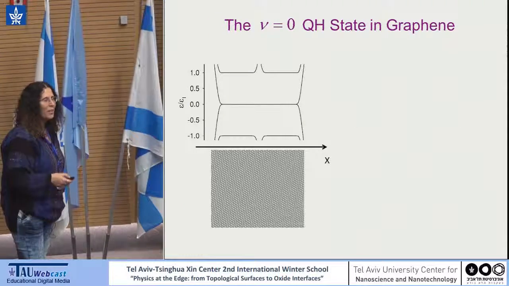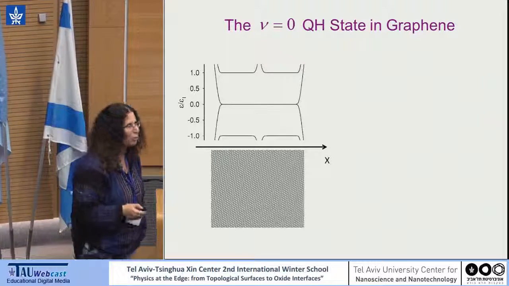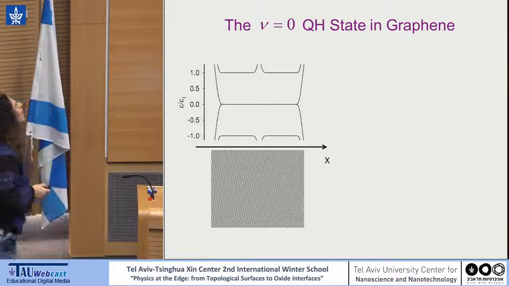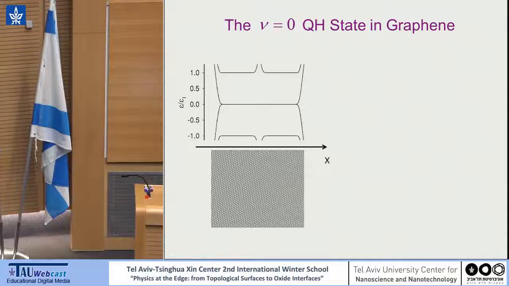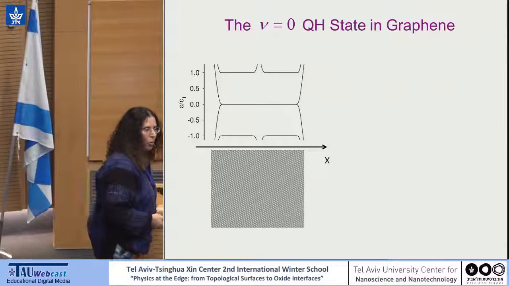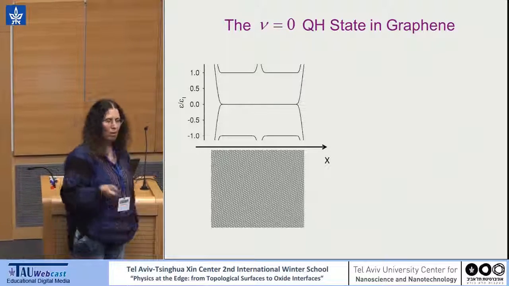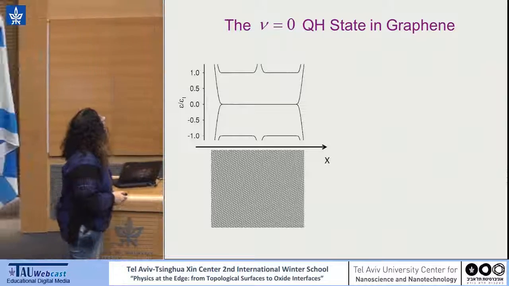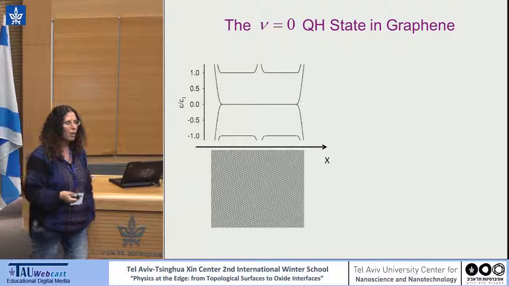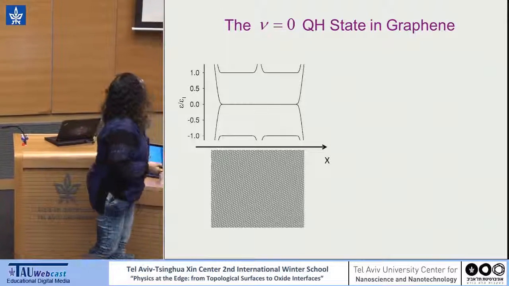I apologize that I will not have time to give an extensive introduction to graphene. I'm sure Eva will do it tomorrow. But I want to stress that one of its unique features, if we look at the quantum Hall effect, is that it has a quantum Hall state at exactly zero, and this is unique. It has no analog in a standard 2D electron gas.